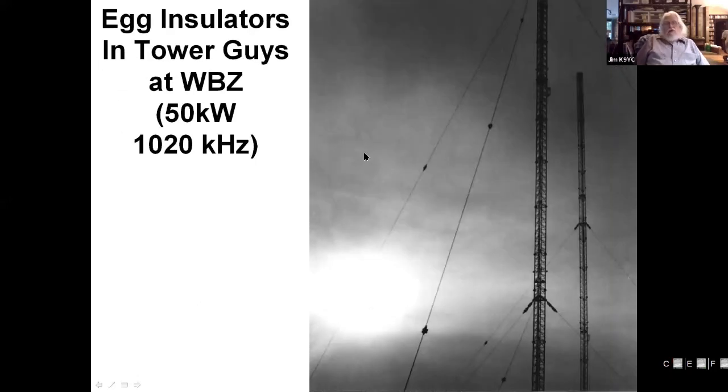Another reason for using common mode chokes is as an egg insulator. This is an AM broadcast tower photograph at WBZ in Boston, 50 kilowatt clear in the middle of the band. And here you see egg insulators. Why are they there? Because we don't want any of these guy wires to interact with the antenna.